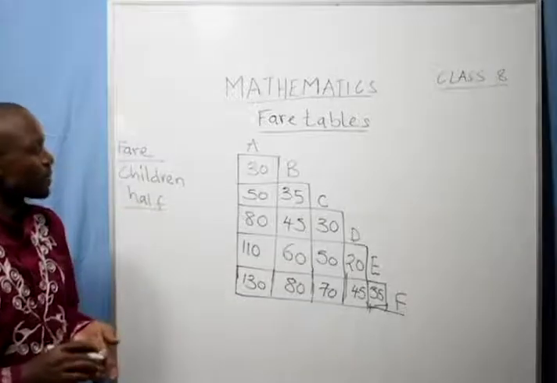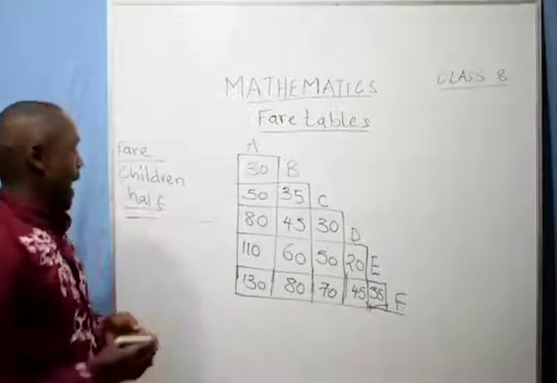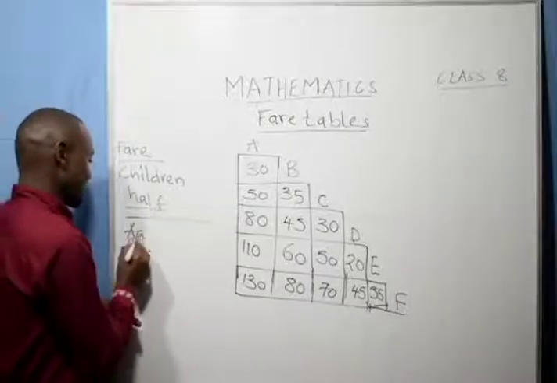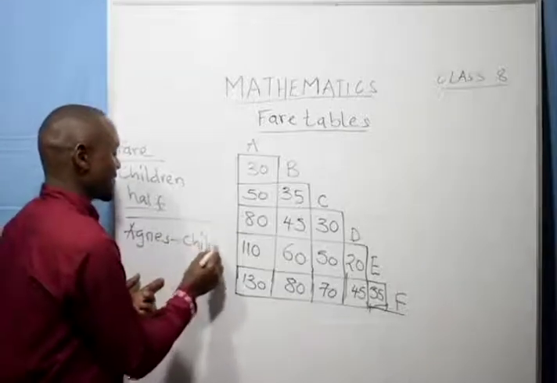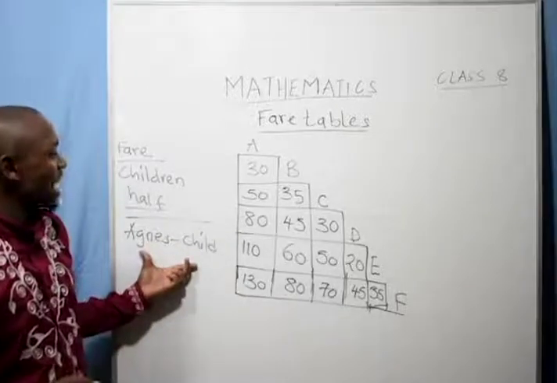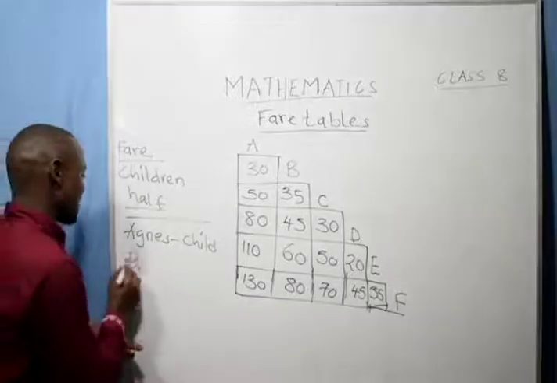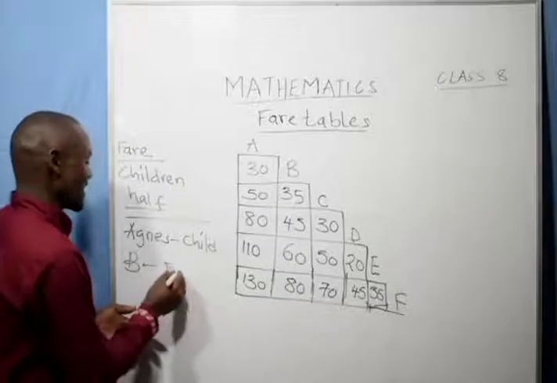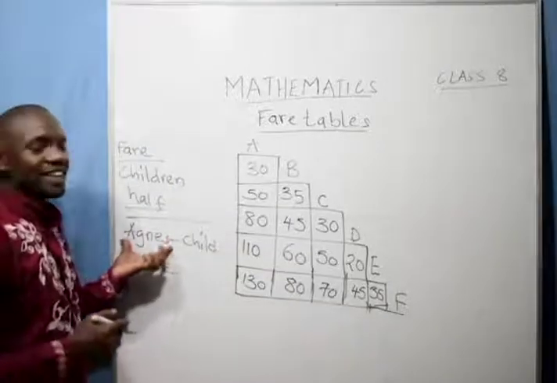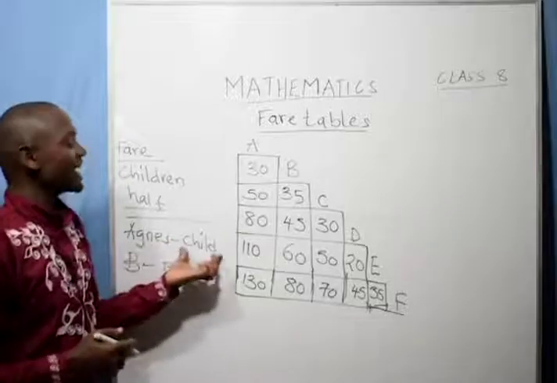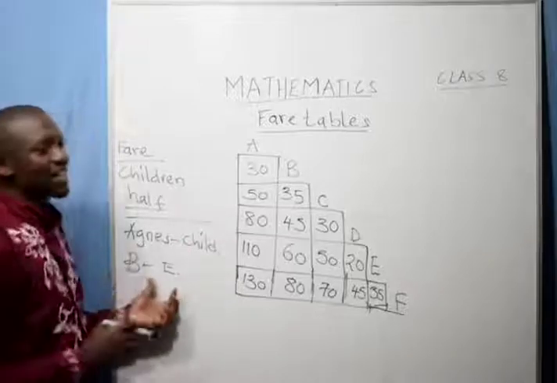For example, Agnes and her child are traveling from town B to town E. How much will they pay altogether? This is Agnes, an adult, and her child. They are traveling from town B to town E.